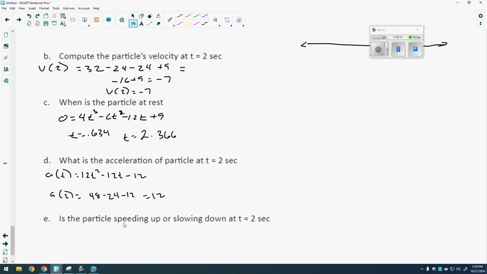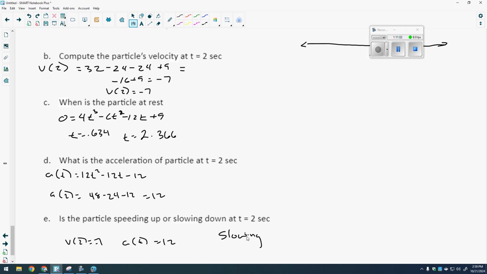Question E, is the particle speeding up or slowing down at time equal to 2? Remember back, a long time ago, we looked at a particle speeding up or slowing down. It speeds up when the velocity and the acceleration have the same sign. It slows down when the velocity and acceleration have different signs. So v of t we already found up here in question B. V of t is negative 7. A of t we just found is 12. Their signs are different. The particle is heading to the left, but the acceleration is pulling it to the right. It's going to be slowing down.